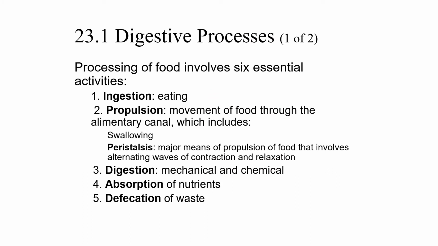So, digestive processes, 6 activities. We take in food. The food gets moved through what's called the alimentary canal, all right? Swallowing, peristalsis, and segmentation. The food is digested. Remember, mechanical digestion takes place in the mouth and in the stomach. Chemical digestion takes place in the mouth, the stomach, and the small intestine. In the small intestine, nutrients are absorbed, and then in the large intestine, water and vitamins are absorbed so that the waste product becomes solid, and we have defecation.